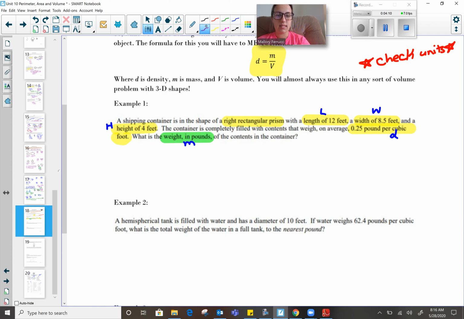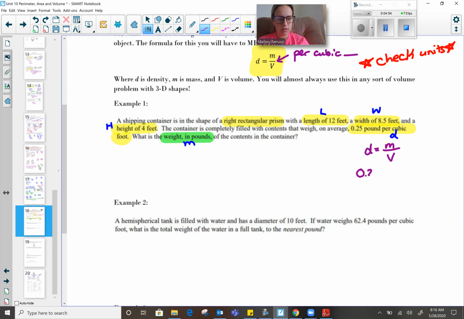The way that we know that this is density is because see how it has that division sign? It will always have a per something cubic, so cubic something per cubic something after the number. Okay, so that is D. So we are going to be using density equals mass over volume. We have the density, and this is pounds per cubic foot.